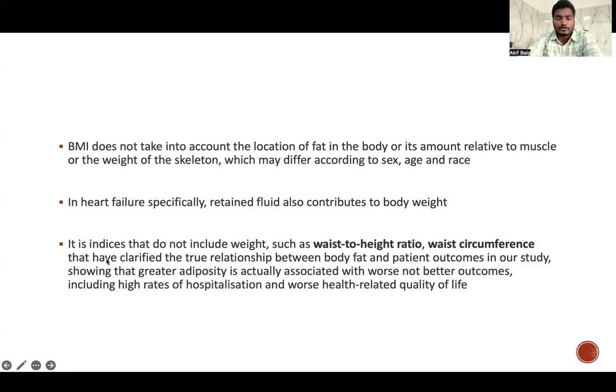Various studies done later on showed that when you take waist to height ratio or waist circumference, instead of BMI, there were not such benefits. Obesity was also found to have worse outcomes in this group of population. Waist to height ratio and waist circumference give a better measure of body fat, and that's why these are better tools to assess obesity rather than considering only BMI.